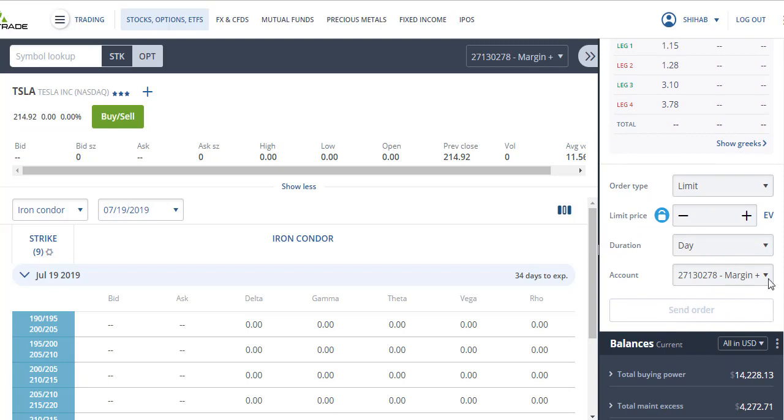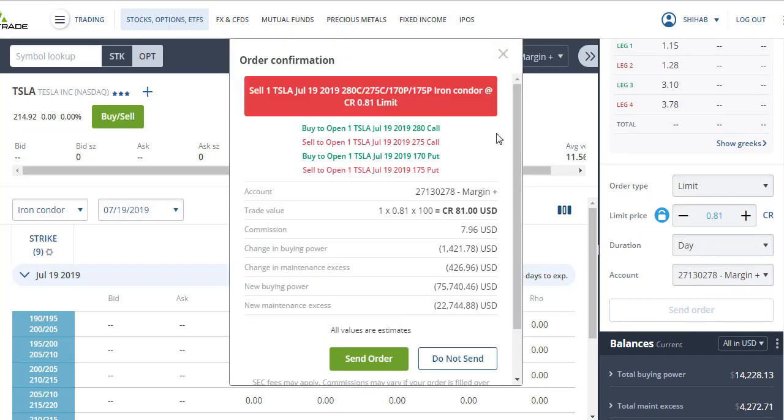And then you simply click send order. And as you can see, it's a credit. You're collecting 81 upfront. If you have active trader pricing, it's going to cost you $5 plus 75 cents a leg. So 75 cents times 4 plus $5. So it's going to cost you $7.96.